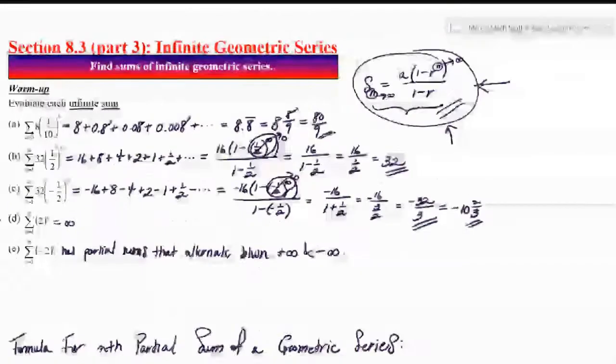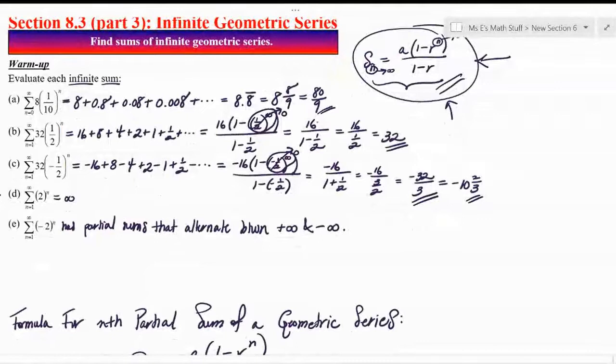So let's come back up here and notice that that's what we ended up doing anyway. For part B, your first term was 16, and we ended up doing 1 minus your common ratio. For part C, your first term was -16, and we ended up doing 1 minus your common ratio. Common ratio is -1/2, which is why we ended up adding 1/2. So it's still 1 minus your common ratio.